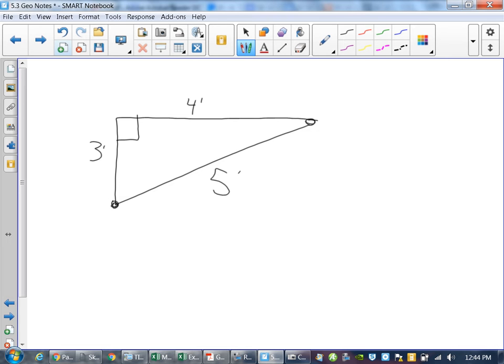It works the same as if you double all of that. If I double 3, what do I get? If I double 4, what do you get? 8. What's 6 squared? What's 8 squared? 36 and 64 is 100. What's the square root of 100? Which happened to be 5 doubled.